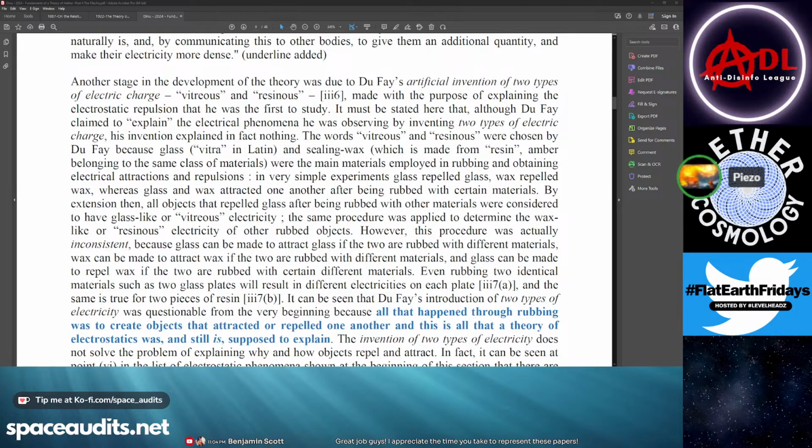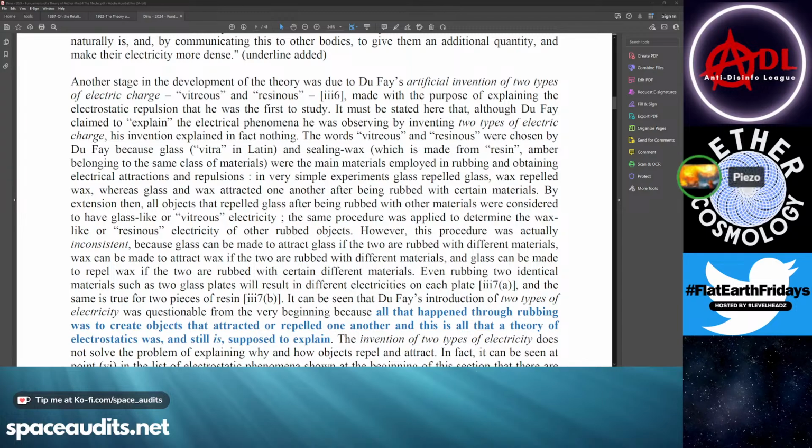Amber, belonging to the same class of materials, were the main materials employed in rubbing and obtaining electrical attractions and repulsions. In very similar experiments, glass repelled glass, wax repelled wax, whereas glass and wax attracted one another after being rubbed with certain materials. By extension, then, all objects that repelled glass after being rubbed with other materials were considered to have glass-like or vitreous electricity. The same procedure was applied to determine the wax-like or resinous electricity of other rubbed objects.